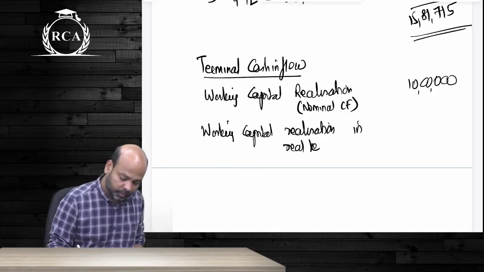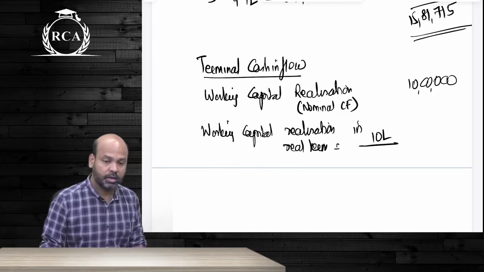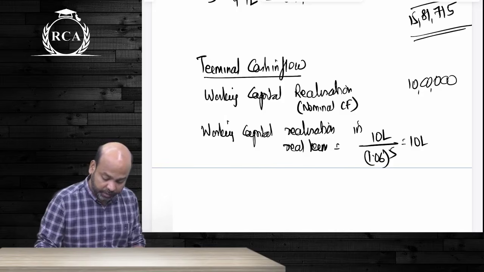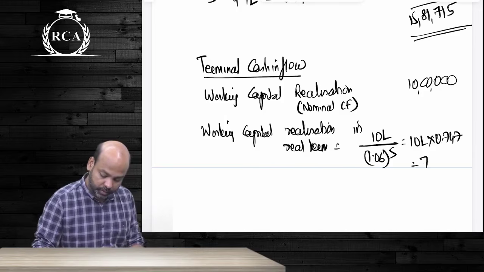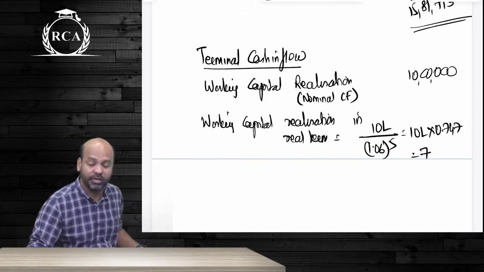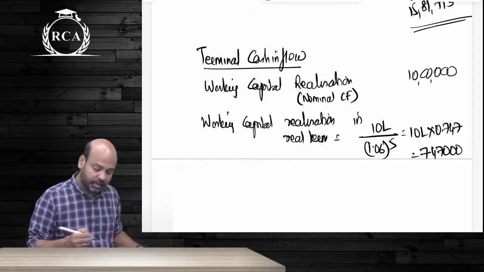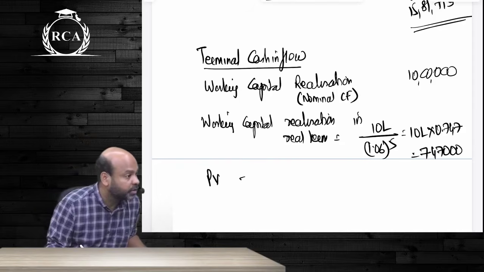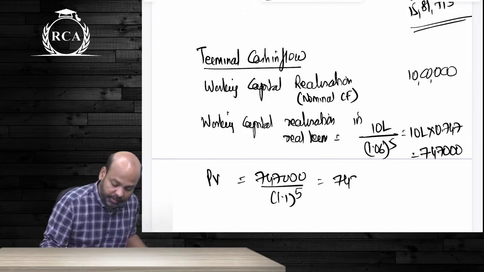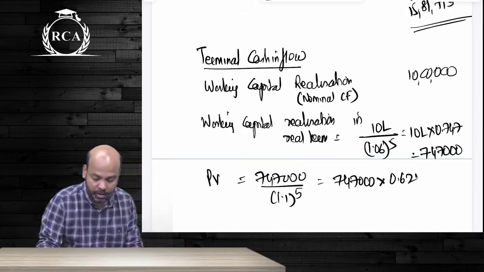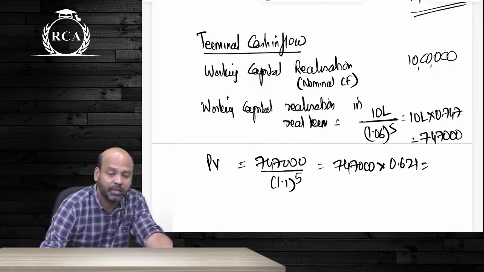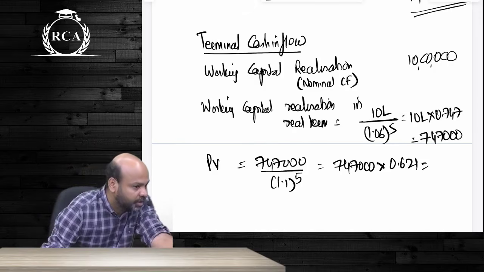In real terms. So that will become 10 lakhs divided by 1.06 whole power 5, which is 10 lakhs into 0.747. That divided by 1.06 whole power 5 value is already given in the question, guys, as 0.747. So 7,47,000. Now compute present value, guys. That will be 7,47,000 divided by 1.1 whole power 5, which will be 7,47,000 into 0.621. Alternatively, directly discount 10 lakhs at nominal rate. Answer vahi aayega, beta, but I suggest do not follow that presentation in the examination.